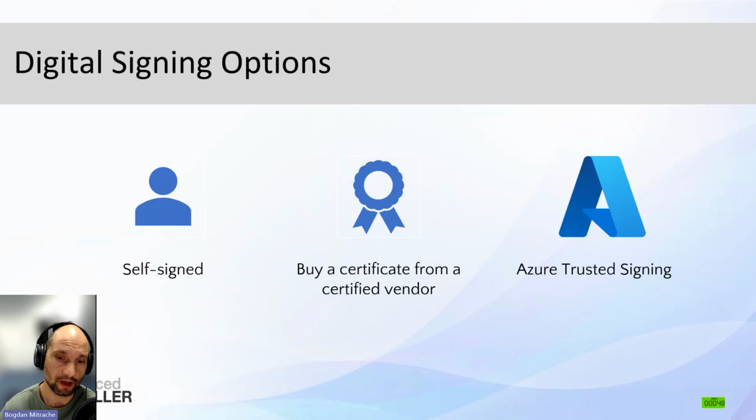And when you compare it to buying a separate certificate from a certified vendor, with Azure Trusted Signing, you basically buy the service that manages the certificate and also the signing, as you'll see later in my demos. And this allows you to create multiple certificate profiles. So you can have one for testing and one for production, or depending on your scenarios, you can also limit access to those certificates using the support from Azure.